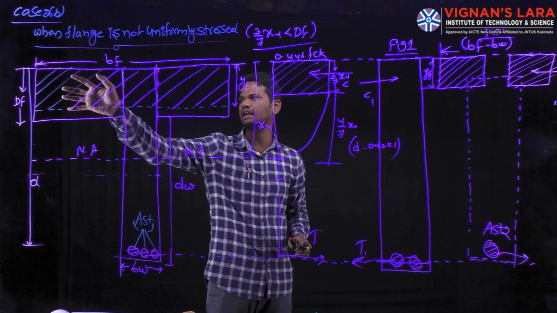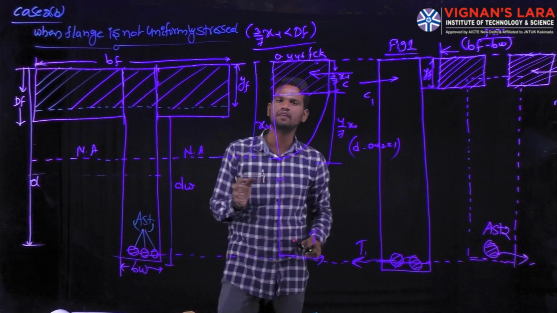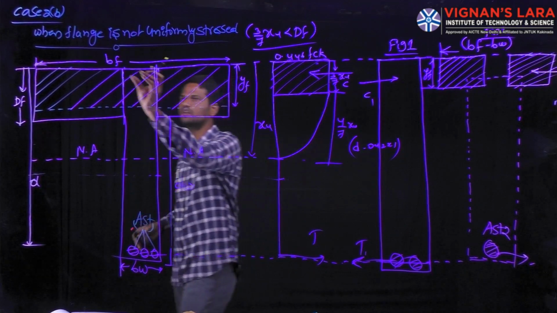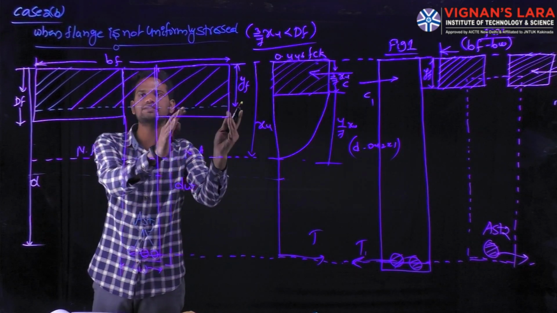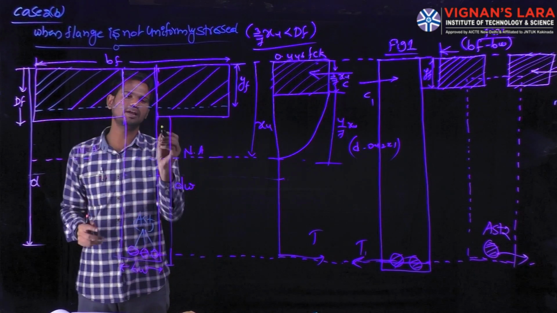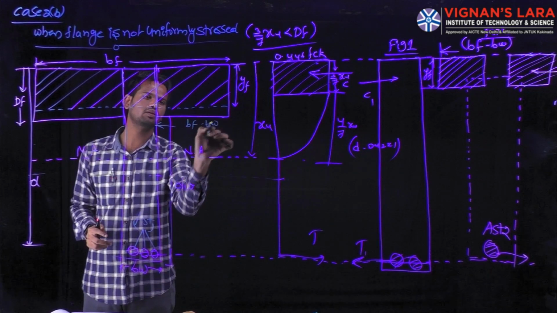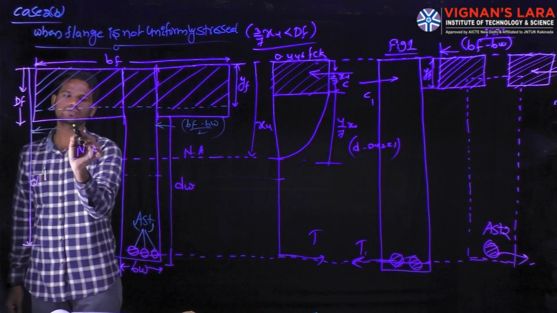Now we have to calculate how much compressive force is acting for this flange beam, and what is the moment capacity of this flange beam. The total width of the flange we know is bf. We have to calculate this flange width, and that is nothing but bf minus bw divided by 2. This half, again this half width also we have to calculate.